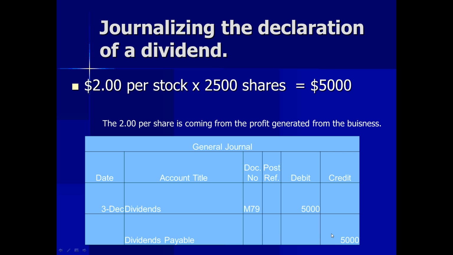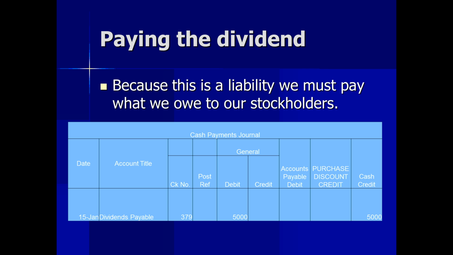Now, once they've declared that dividend, they send all the shareholders a form of paper saying, hey, here's how much we're going to pay out per dividend, and here's how much you're going to get for it. And later on down the road, they actually pay it. And simply the paying of the dividend is just like paying a liability anytime. You're just going to decrease your cash. You're going to take that $5,000 cash out, and you're going to decrease your dividends payable.